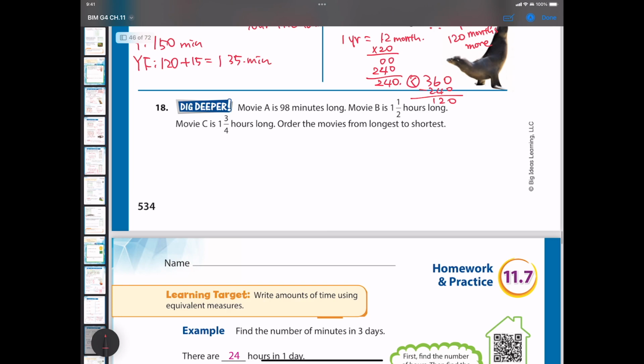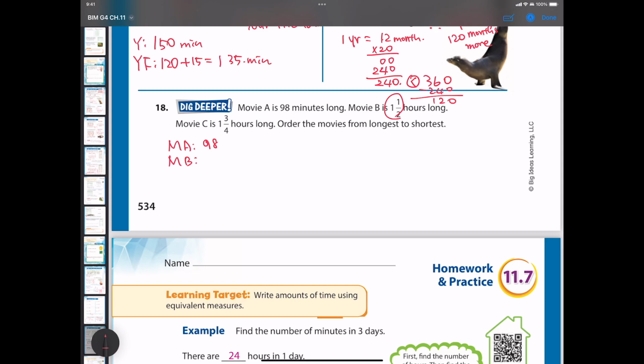Last question, number 18. Movie A is 98 minutes long, and movie B is 1.5 hours long, and movie C is 1 3/4 hours long. It's almost 2 hours, right? Anyway, order the movies from longest to shortest. Okay, so now let's see. I'm going to convert these movies' hours into minutes. Okay, so movie A is 98.